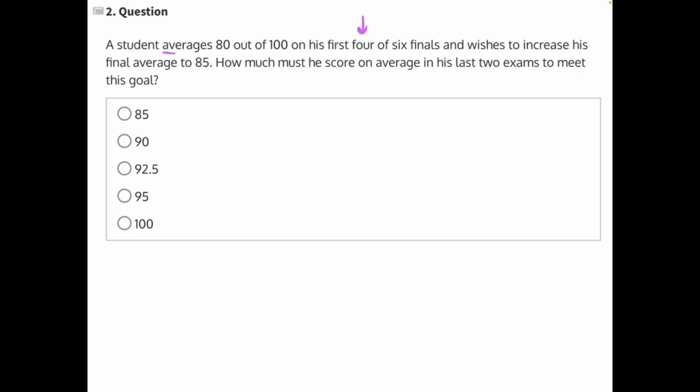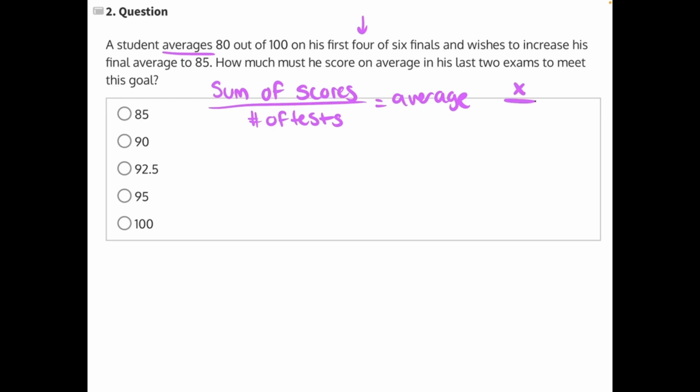Whenever we take the average of something, we are taking the sum of all the data points, in this case his scores, and dividing it by the number of data points, or in this case the number of tests. And that is what's giving us our average. So if we want to find the sum of his scores, x, that would be divided by the number of tests, which is 4, and that would equal his average, which is 80.